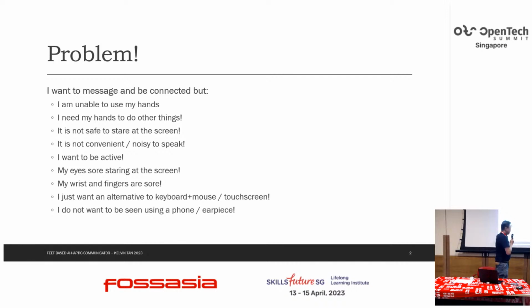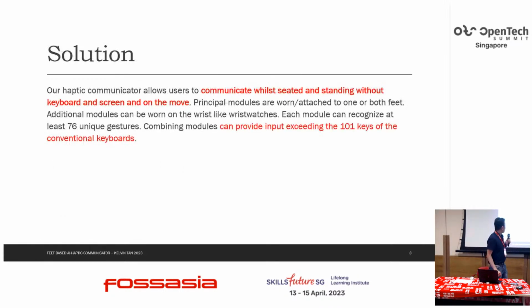Okay, so as I mentioned, this is basically an alternative to the keyboard and screen. The haptic communicator allows the user to type and enter messages. The idea is to be able to replicate all the keys on the keyboard, right? So it has at least 101 possible combinations of input.